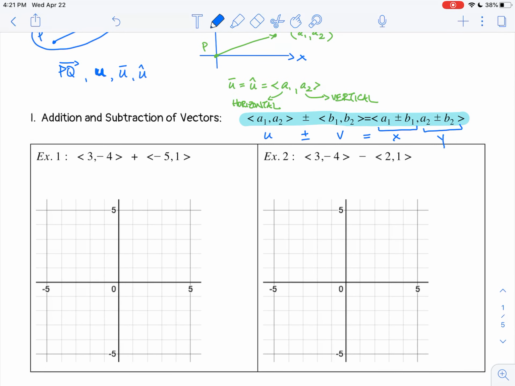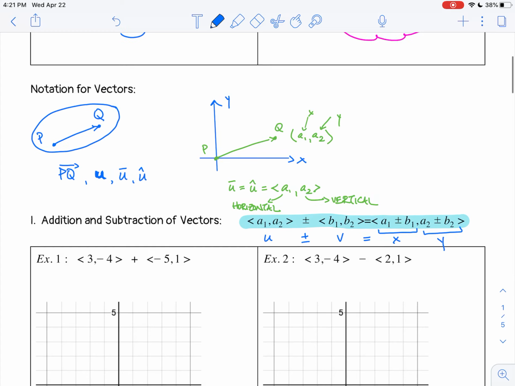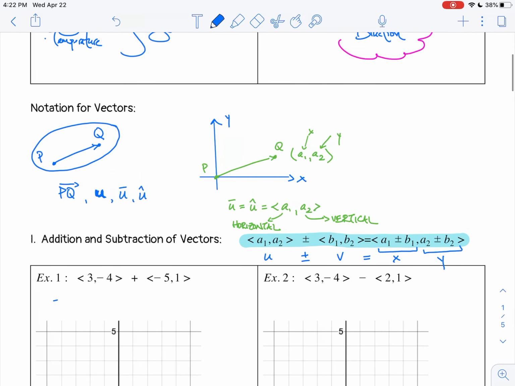All right, so let's take a look at what this looks like with actual numbers. So we've got example 1 where we have ⟨3, −4⟩ plus ⟨−5, 1⟩. Well, according to our formula, that will equal 3 minus 5 and then negative 4 plus 1, which gives us ⟨−2, −3⟩.